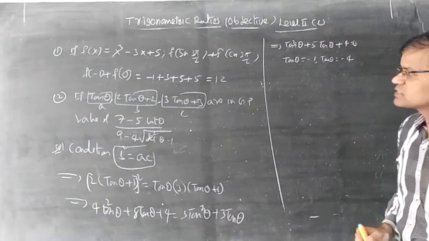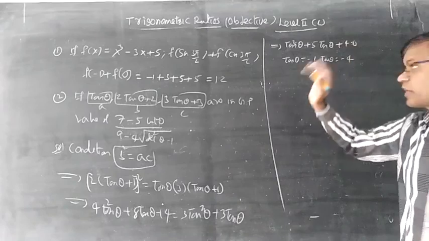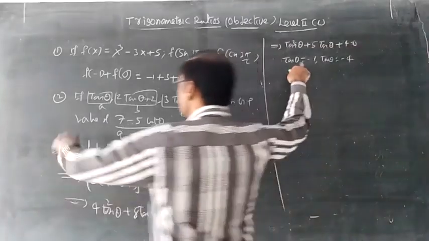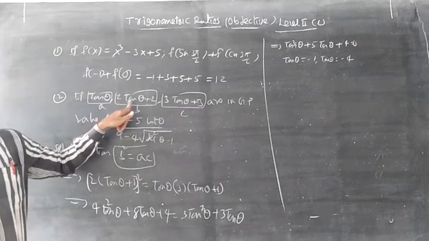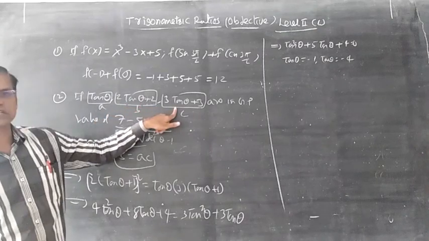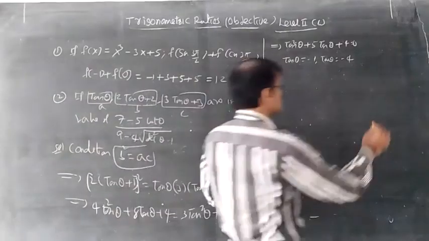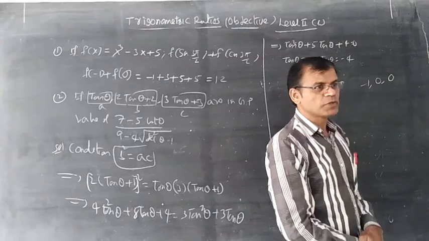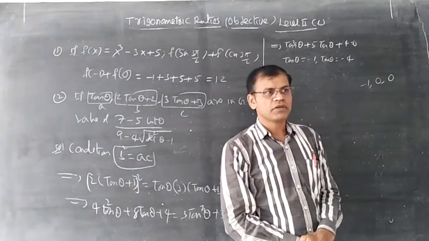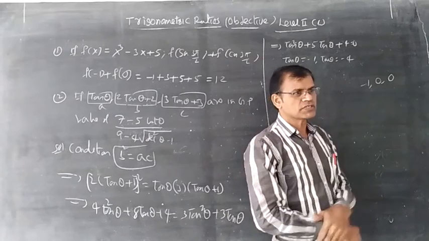So if tan theta is equal to minus 1, what will happen? Here students observe the point. If tan theta is equal to minus 1, what is A? This is minus 1. What is B? Minus 2 plus 2, 0. What is C? Minus 3 plus 3, 0. Minus 1 comma 0 comma 0. Just give a rough calculation. What is the condition of GP? B square is equal to AC. 0 square equal to minus 1 into 0.